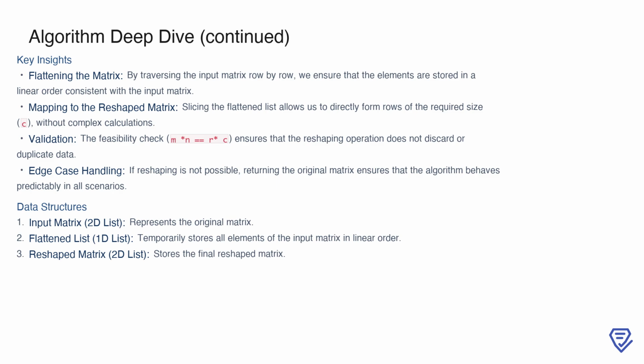Finally, the algorithm is designed to handle edge cases predictably. For instance, if reshaping is not feasible, returning the original matrix ensures the input is preserved. In terms of data structures, we use the input matrix, a 1D flattened list to temporarily store all elements, and the final 2D reshaped matrix to store the output.